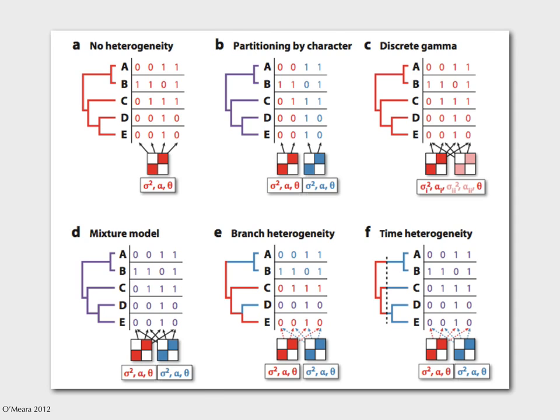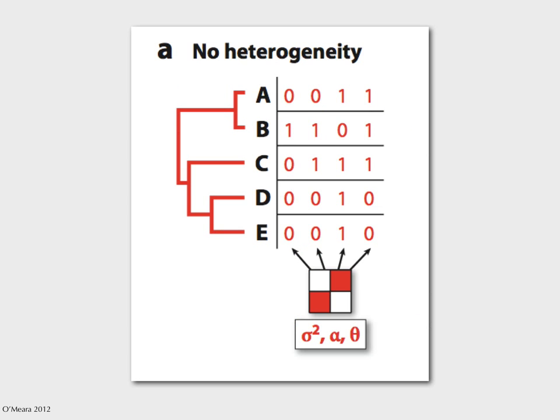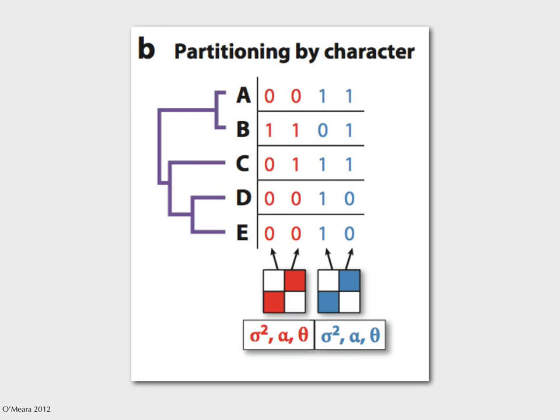So one way: there is no heterogeneity. It's a nice, simple model, right? And I can do it either using my Q matrix discrete state approach or my continuous approach. Okay, that's great. I can do partitioning, we talked about. So I can say one rate of evolution for this gene, one rate for that gene, one rate for some traits, one rate for other traits.